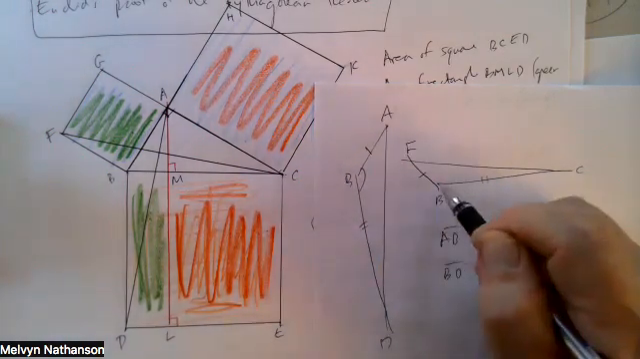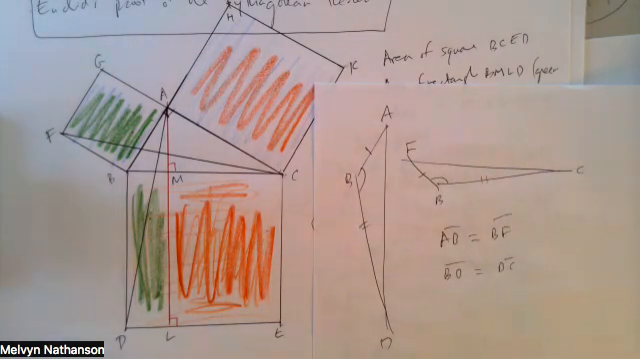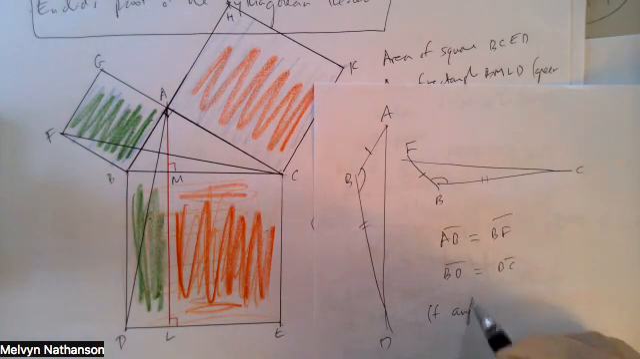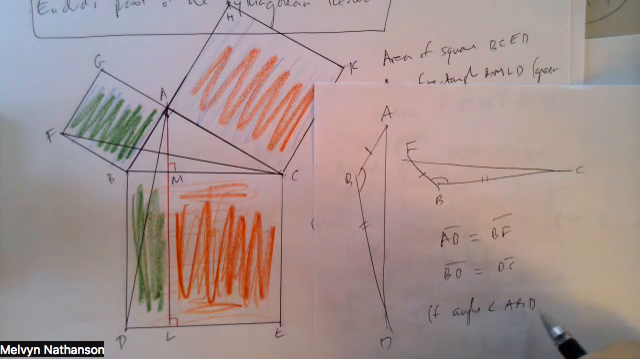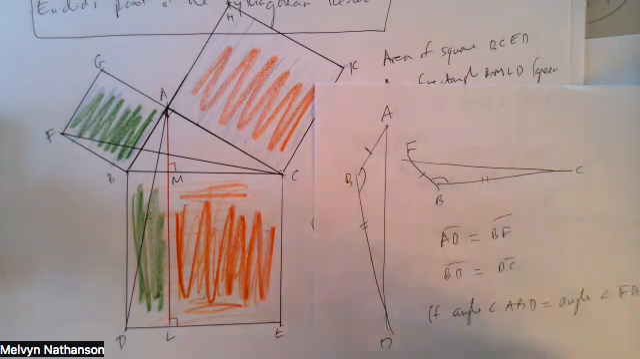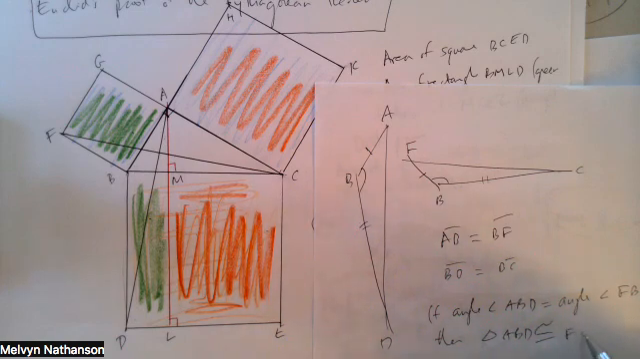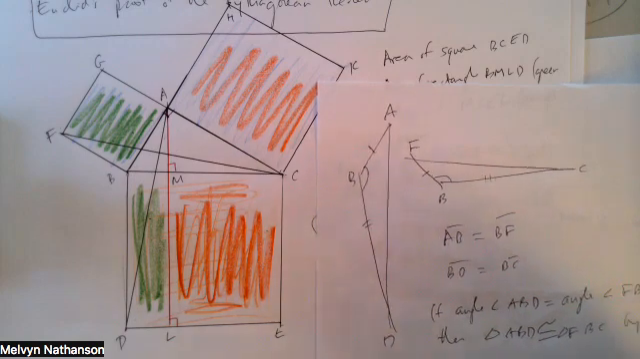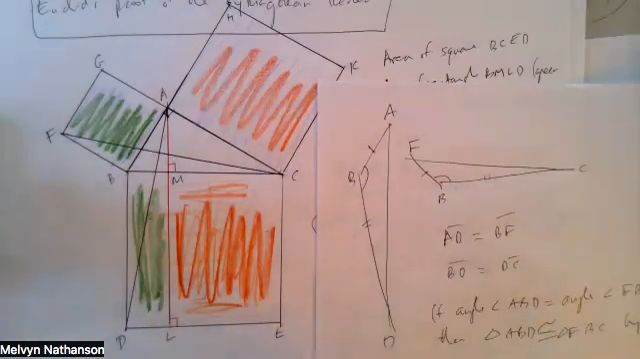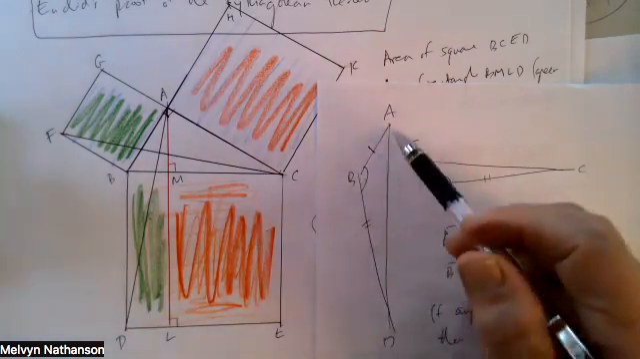And what about the angle between them? If the angle ABD is the same as the angle FBC, then triangle ABD is congruent to triangle FBC by side angle side, right? Side angle side, side angle side. So what is this angle ABD?